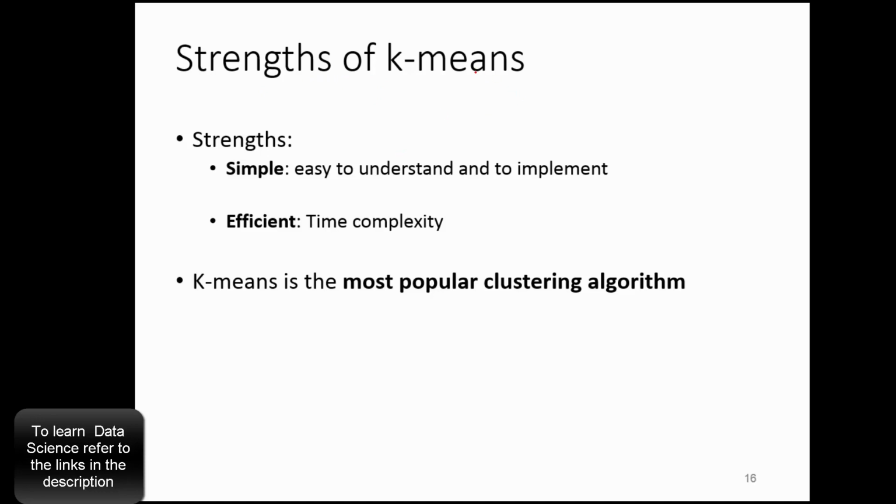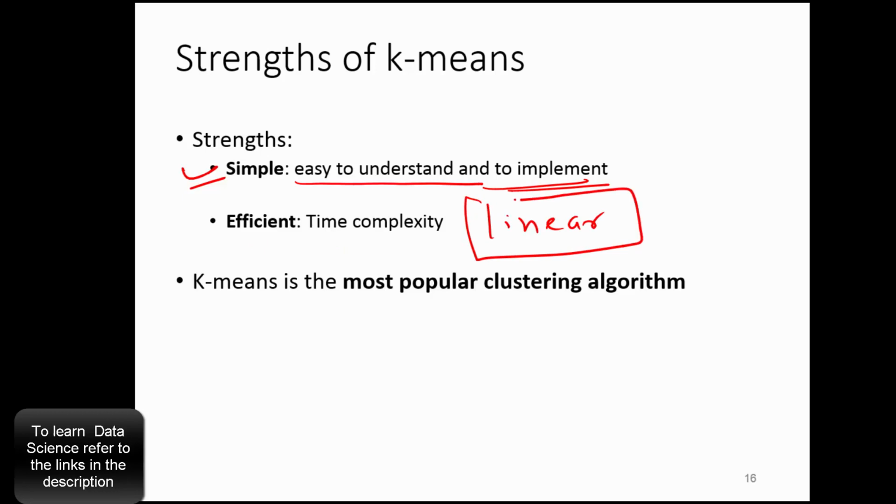So what are the strengths of K-means? Well, K-means is very simple. It's easy to understand and very easy to implement, and it's also very efficient. It's linear. That means when you have a large data set, performance is quite important. Many other algorithms can take a lot of time. Since this is linear, it is much better when you have large dimensions, and it's very popular. But there are some weaknesses as well.